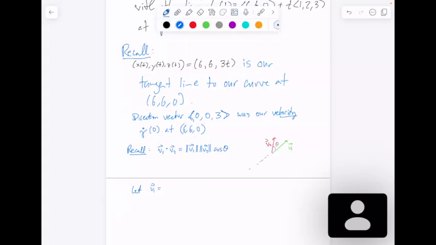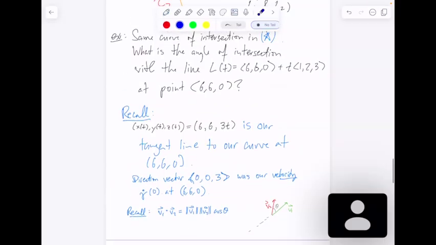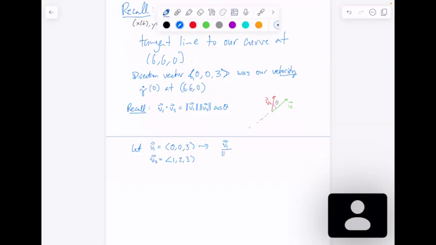Let V1 be my velocity, 0, 0, 3. Let V2 be the velocity, in this case, of the tangent line to this line I'm intersecting, right? That is, this line has direction vector 1, 2, 3. So V1, if I normalize, gets me 0, 0, 1. The second vector gets me 1, 2, 3 over the magnitude of 1, 2, 3, and that's 1 squared plus 2 squared plus 3 squared, right? So that's 14, root 14.